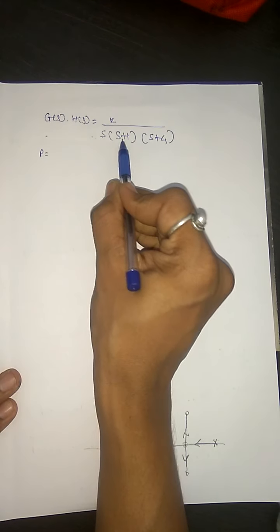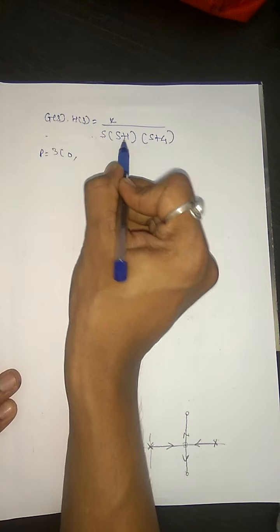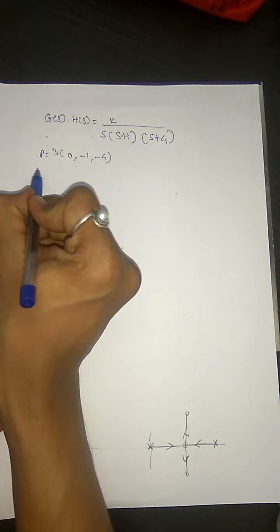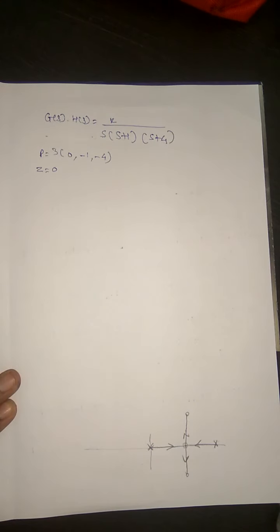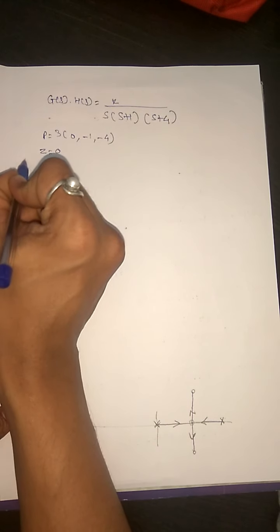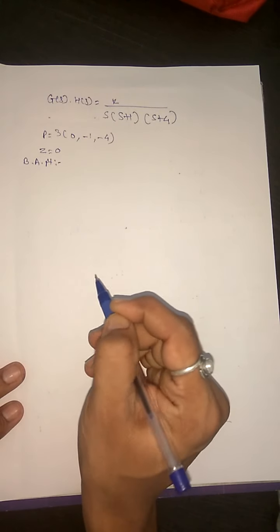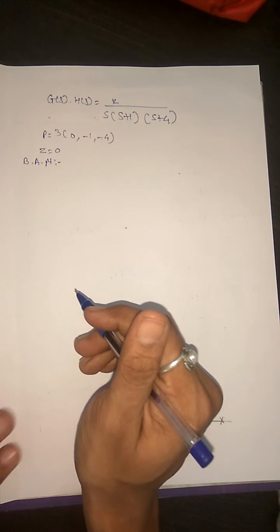Poles are 3: 0, minus 1 and minus 4. How many zeros are present? No zero is present. Then we are calculating the breakaway point, a point where two root loci will come, strike each other, that means collide with each other and go away from each other.